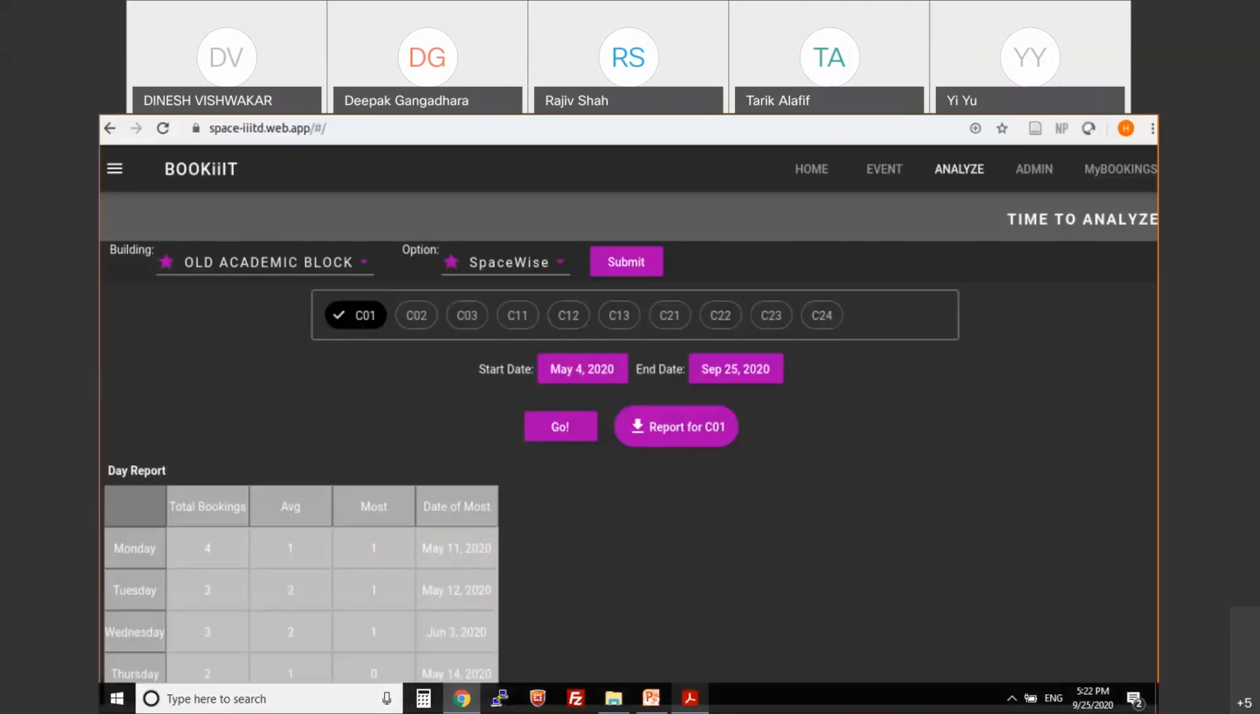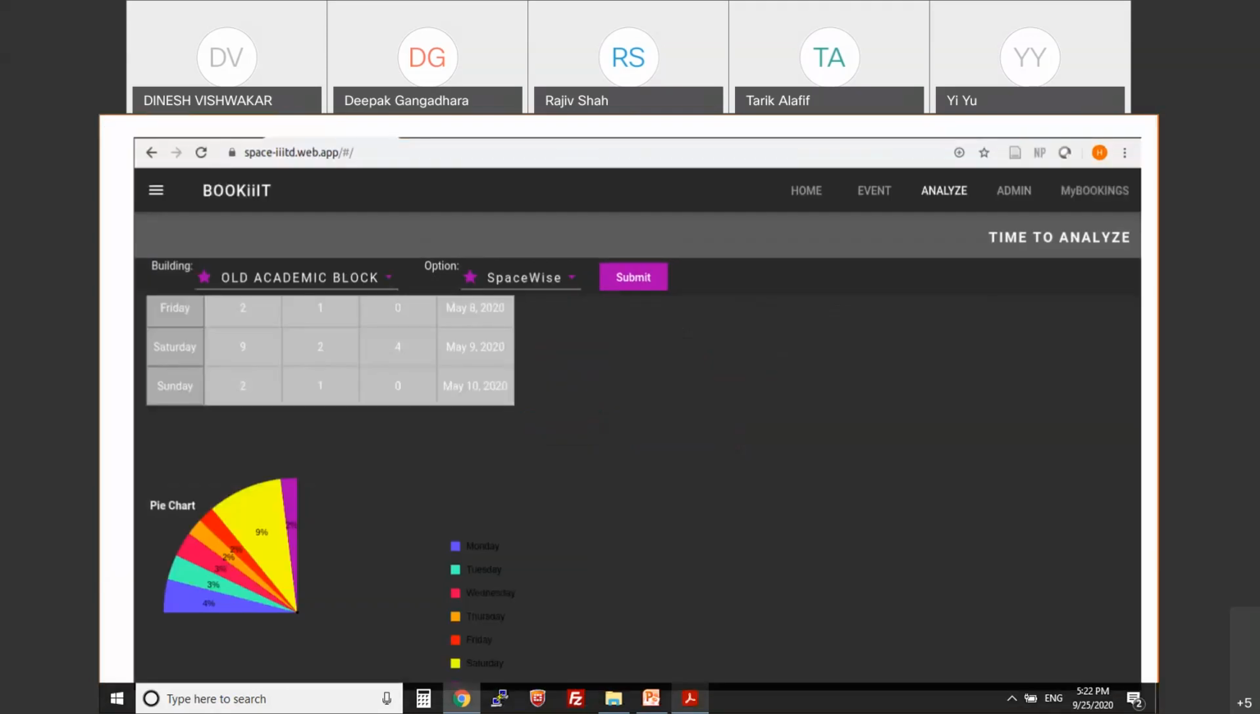Then there is an analytics screen. Now you are getting all this data. So we wanted to analyze it to know which space is being used the most, which space is being used the least, and when it is being used. So you can perform a space-wise analysis, or you can perform a building-wise analysis of each space. You can choose the date. So all the features are provided in this platform. So you can also download a report for your analysis. And there's a pie chart for better graphical representation.